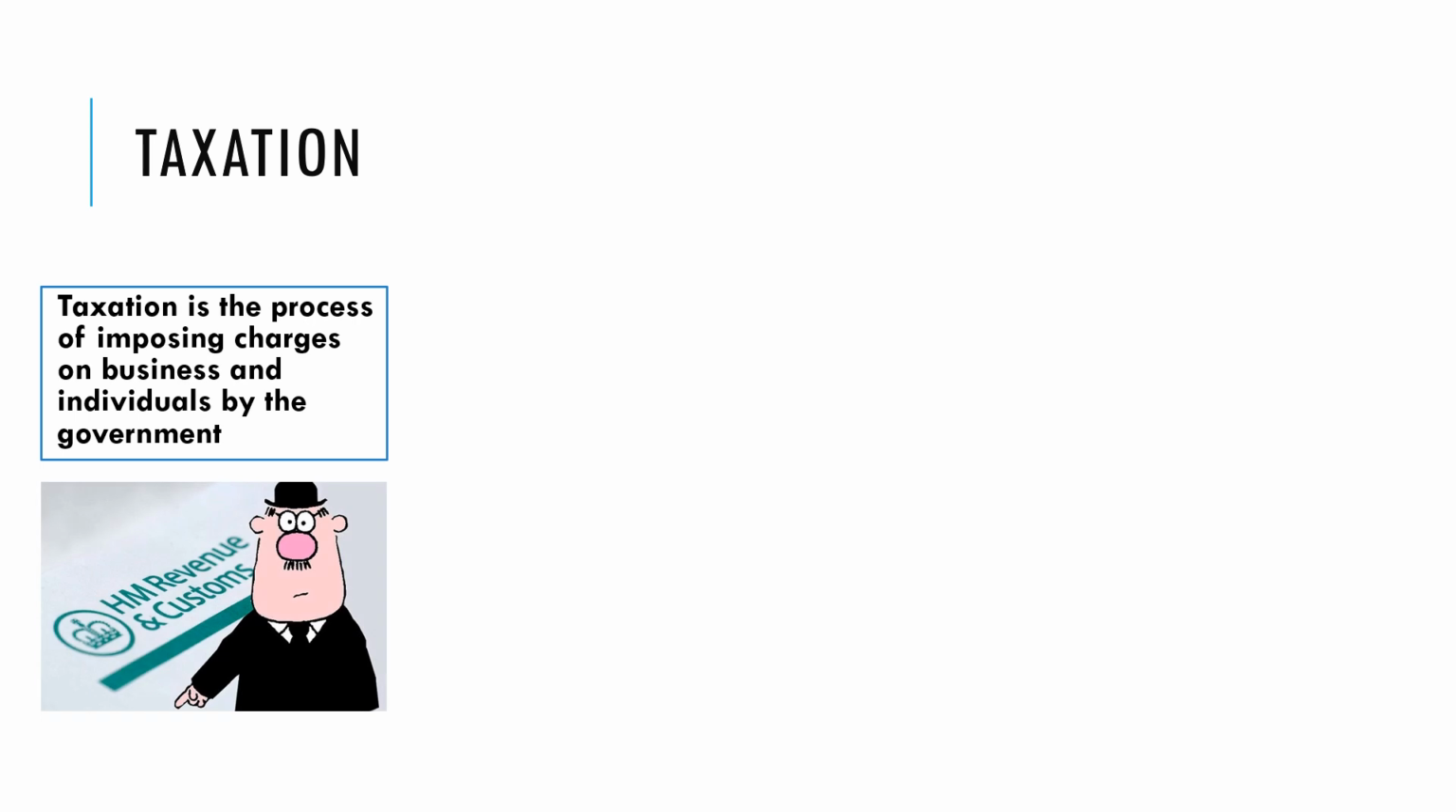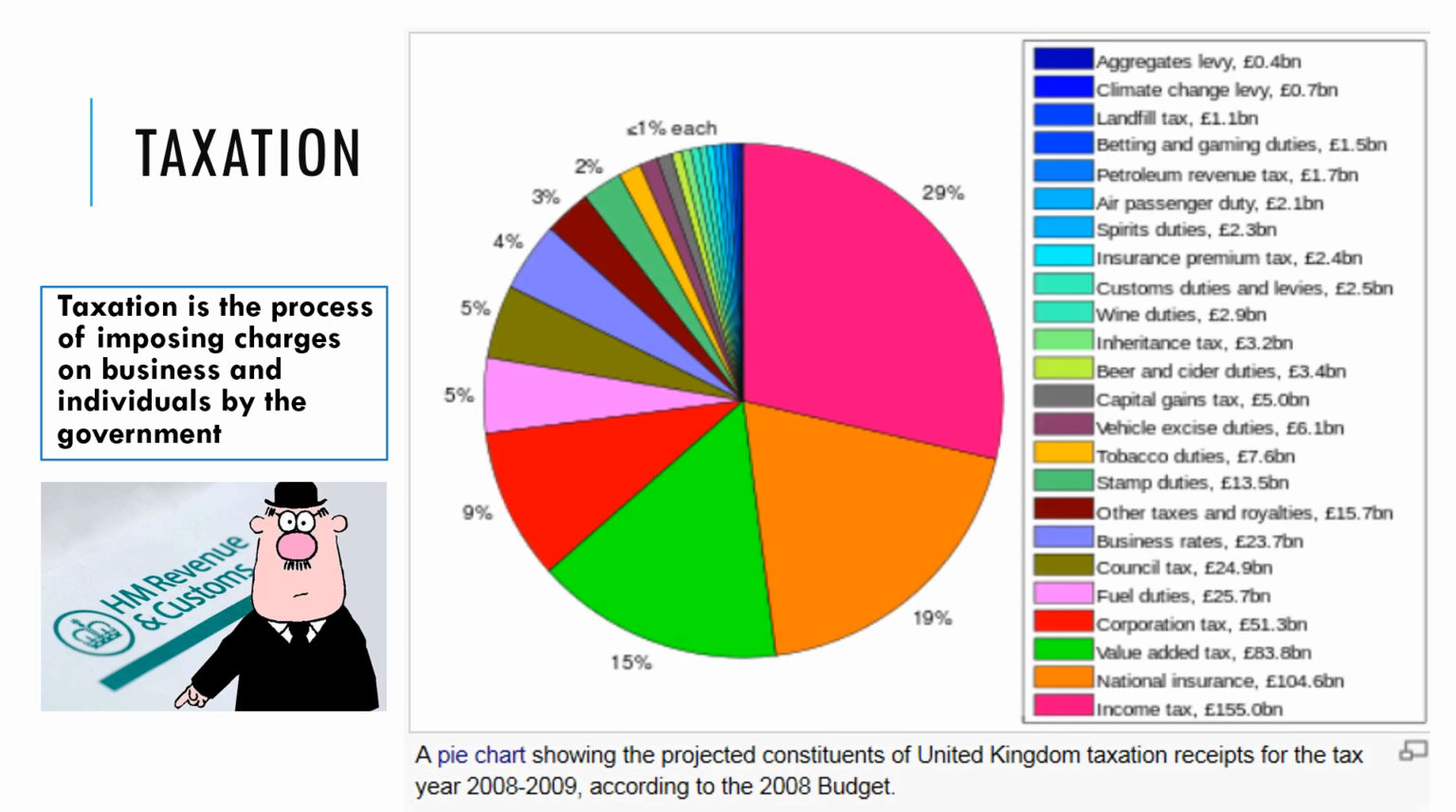So taxation is the process of imposing charges on businesses and individuals by the government. Let's take that definition down. If we have a look at the types of taxes the government charge individuals and businesses, this chart shows us the percentage of where their tax revenue comes from. So the largest proportion is from income tax, and then we have national insurance, value added tax, corporation tax.